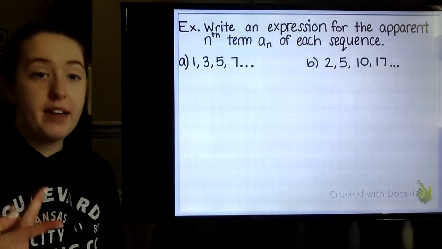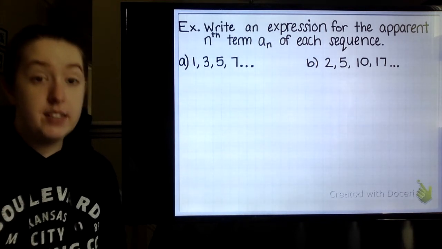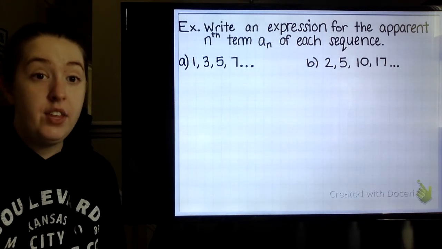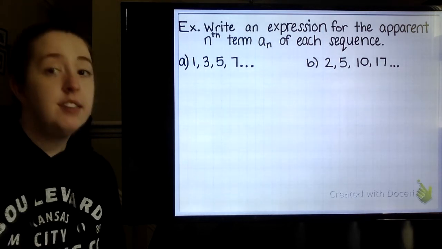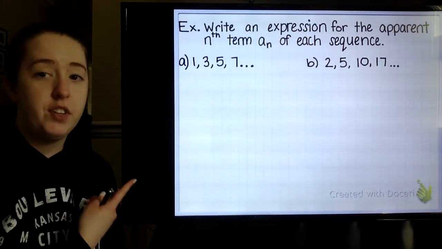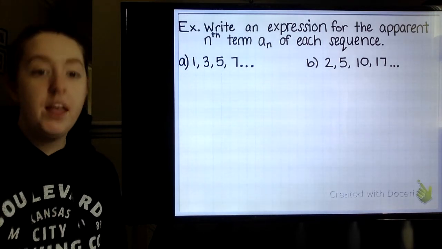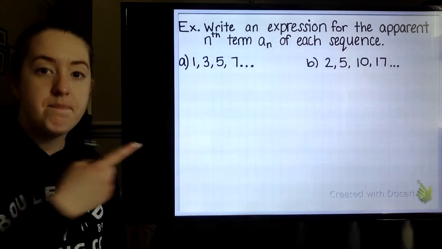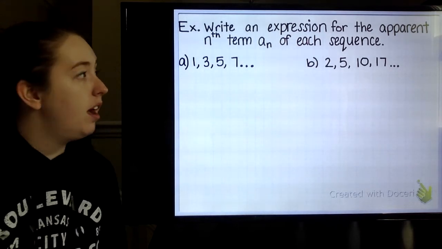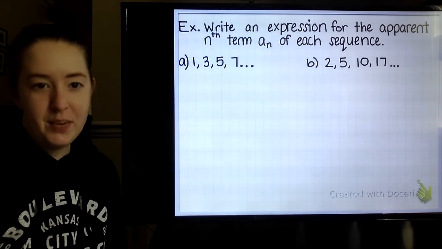Now we're going to flip it around. Now we're going to give you a sequence, and you need to tell us the rule. A lot of times it's called the explicit formula. Sometimes it's called the expression for the apparent nth term. Find an equation for the nth term. There's lots of different ways that people are asking, what's the rule for this sequence?